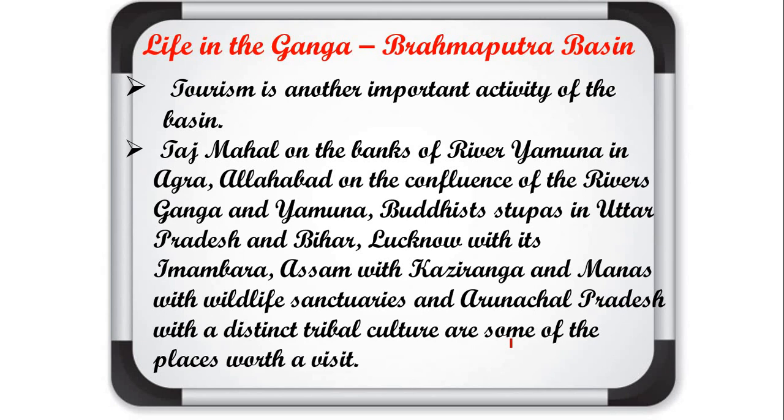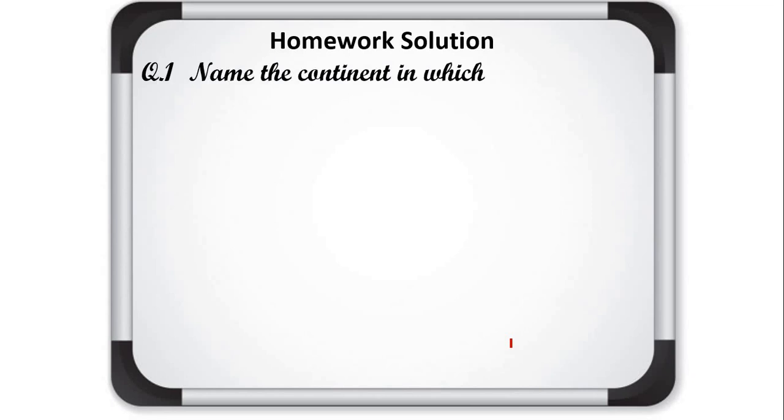Buddhist stupas in Uttar Pradesh and Bihar, Lucknow's Imambara, Kaziranga and Manas. These are two national parks or wildlife sanctuaries in Assam. They are also famous tourist attractions. And in Arunachal Pradesh, tribal people are living and follow a different culture. So these are some tourist attractions of the Ganga and Brahmaputra basin. So in this way our chapter is completed.